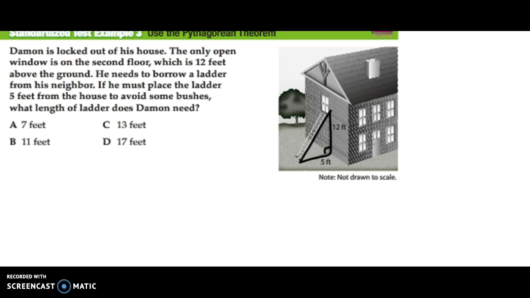We're looking for the hypotenuse of a right triangle. So again, this is actually one of our Pythagorean triples, and that was 5, 12, 13. So without having to even put it into our Pythagorean theorem, we know that the length of that ladder is C, 13 feet.